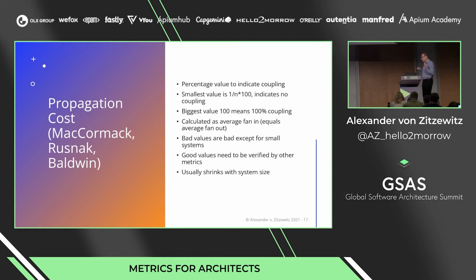And if you have a realistically big system with hundreds or thousands of compilation units, you want your propagation cost to be in the single digits. If your propagation cost is in double digits, that's never a good sign for larger systems.